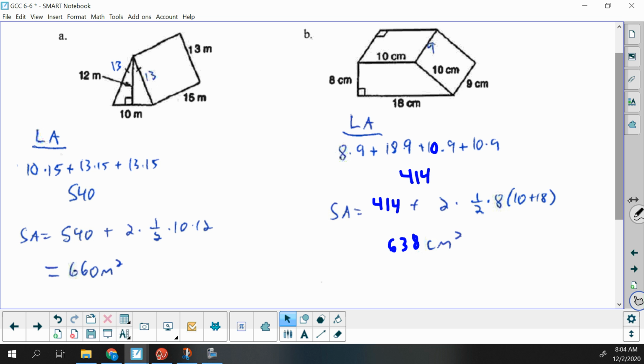So for our lateral faces, we've got an 8 times 9 for that left side, 18 times 9 for the bottom, and then we've got 10 times 9 for both the top and the right side. That adds up to give us 414. And then this part here is our area of the trapezoid. We have 1/2 the height, which is 8, times base 1 plus base 2, the 10 plus 18. Put that all in, and you get 638 centimeters squared because it's an area.